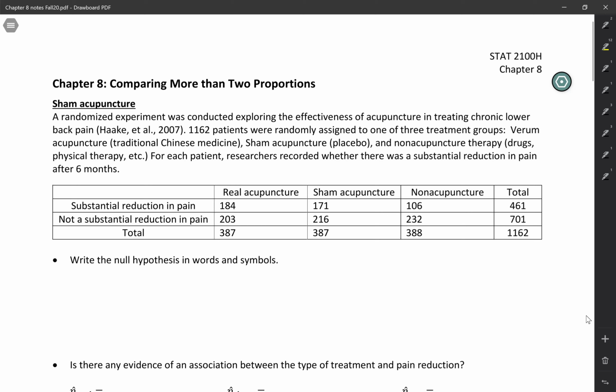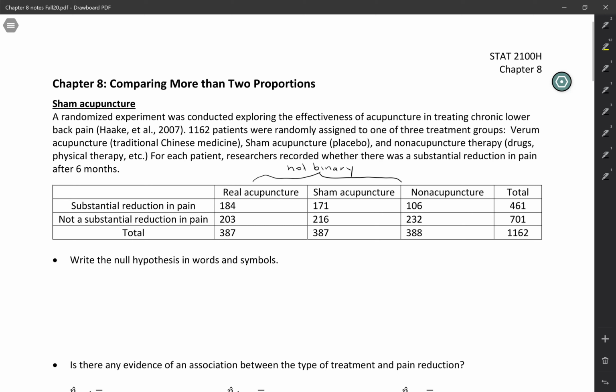And the third group is non-acupuncture therapy. So this doesn't mean that they got no therapy. They just got drugs, physical therapy, things like that. Notice that we have 3 groups here, so this variable is not binary. We wouldn't have been able to analyze this with the tools that we learned in Chapter 5, but in Chapter 8 we're going to be able to compare more than 2 proportions.